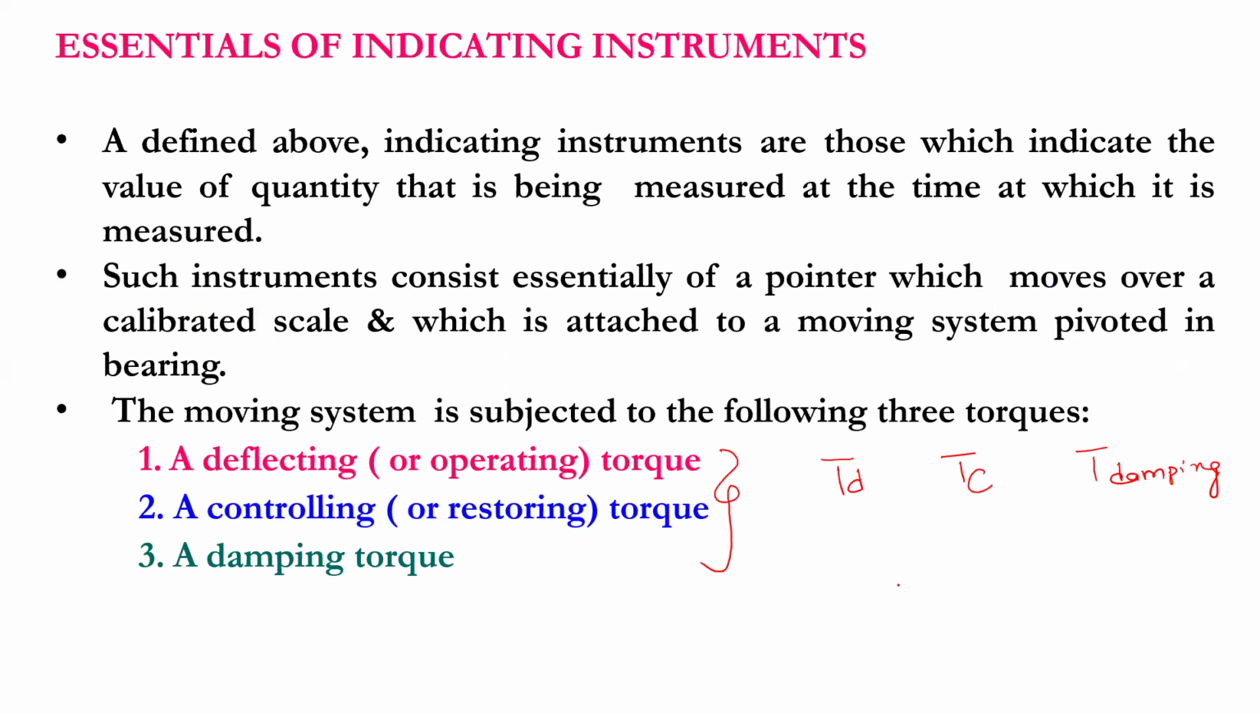Let us say we have a pointer like this. In order to move this pointer, there is a torque, which is called the deflecting torque. In order to stop at a particular equilibrium position, there is an opposing torque, the controlling torque. When these two torques are equal and collide with each other, some oscillations can happen. At that time, we have to nullify those oscillations with the help of a torque, which is called damping torque.